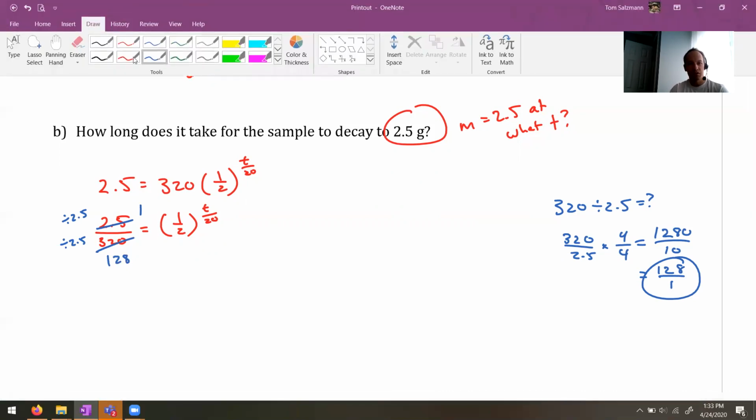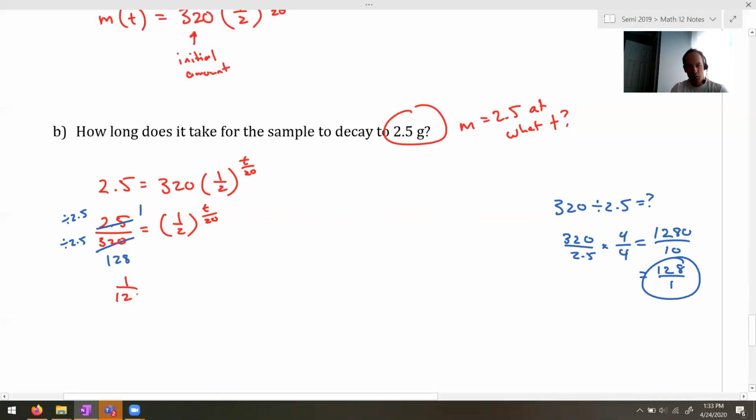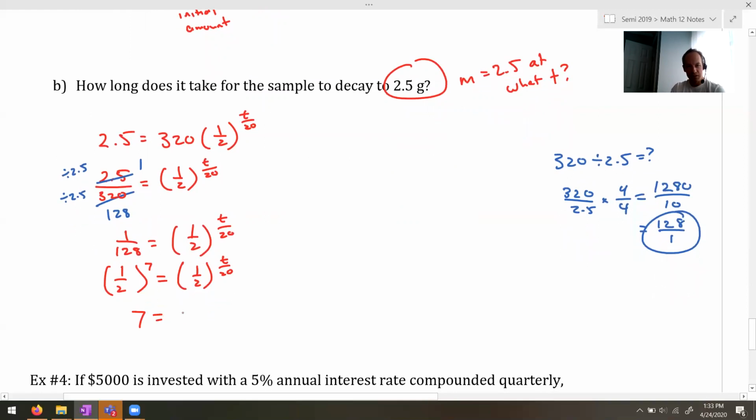All right, so we got this simplified down into 1 over 128 equals 1/2 to the t over 20. Okay, so 1 over 128, that is actually a power of 2. So this is 1 over 2 to the power of, and this is where you can actually pull out your figures and go, okay, so you go 2, 4, 8, 16, 32, 64, 128. So that's to the power of 7. So that's 1/2 to the 7 there. And once we get it here, you can now ditch the bases and you can say 7 equals t over 20, or you can say t equals 140 minutes.